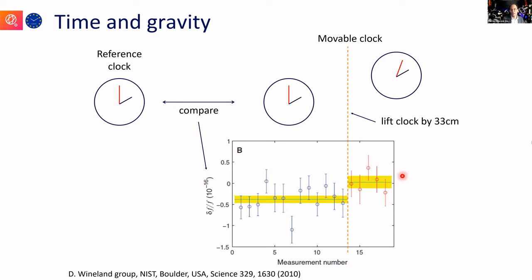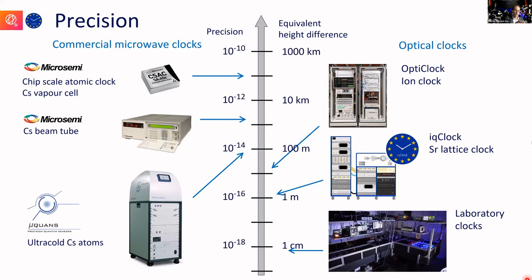And let's compare the performance of this lab optical lattice clock from 10 years ago to the best commercial clocks and to what we have today. So here, all commercial atomic clocks are interrogating microwave transitions, so 10 gigahertz range. We have here chip scale clocks, beam tube clocks, and even an ultracold cesium atom clock. And the precision is impressive, 10 to the minus 14, a height difference of 100 meters.